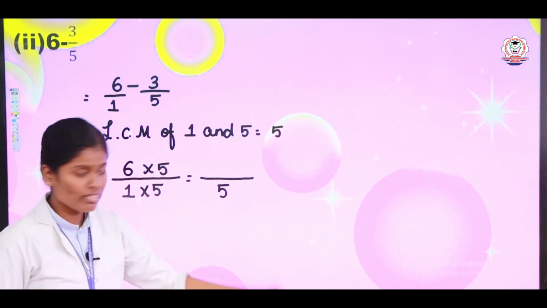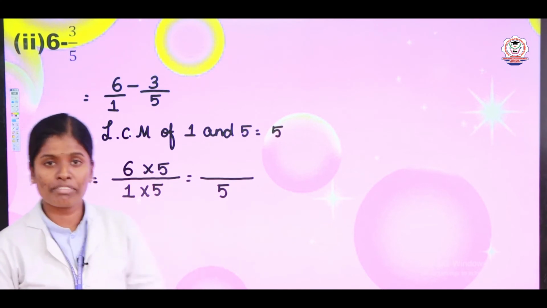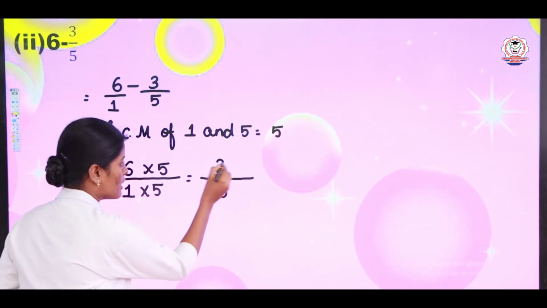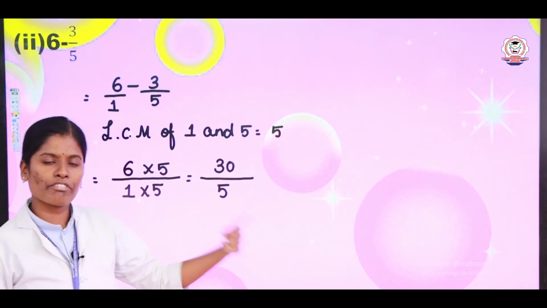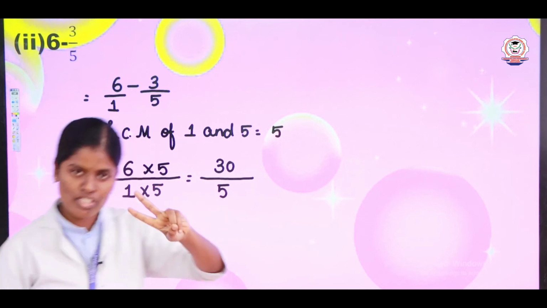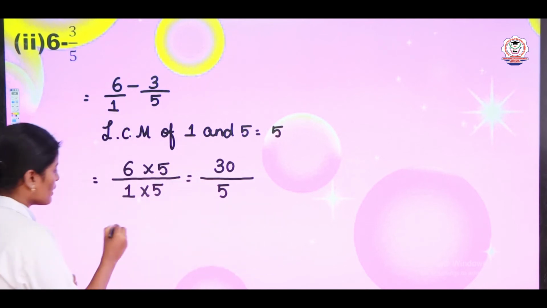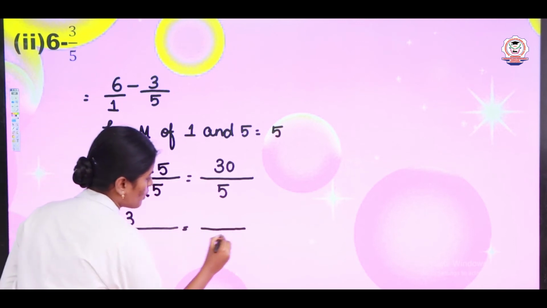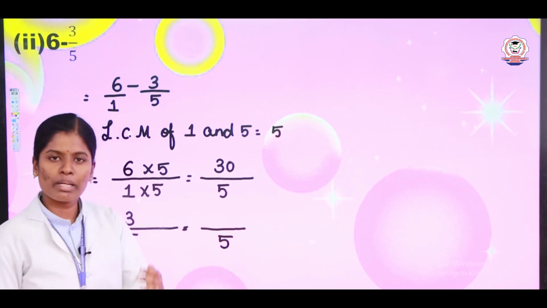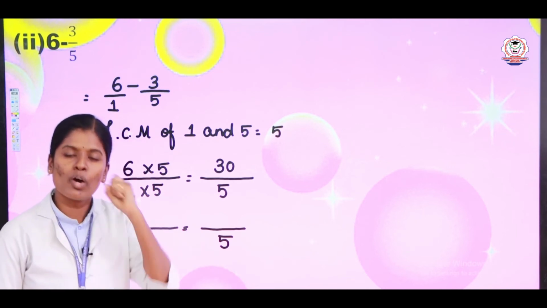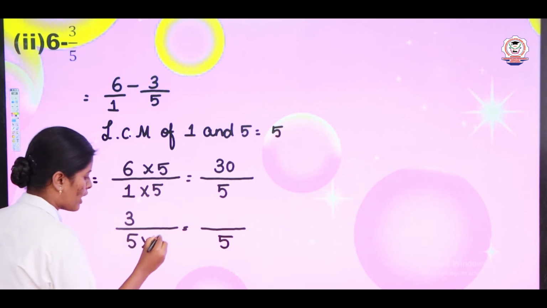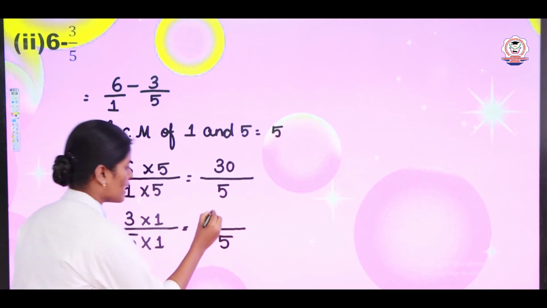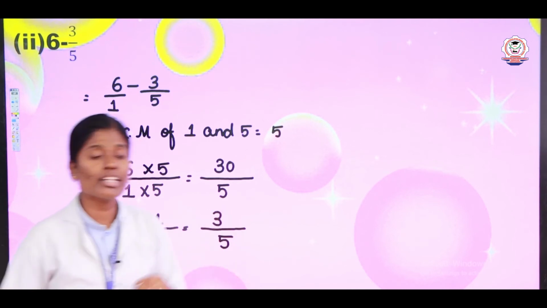1 5s are 5, 6 5s are 30. So write here 30 divided by 5. And next we have the second fraction, 3 by 5. Here too the denominator value will be 5. So you should multiply both numerator and denominator by 1. 5 1s are 5, 3 1s are 3.